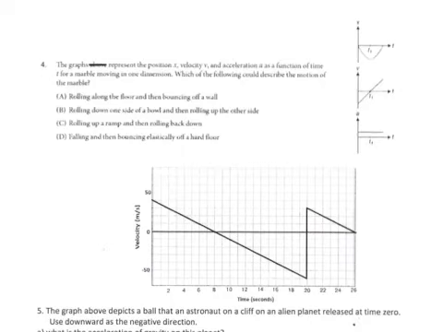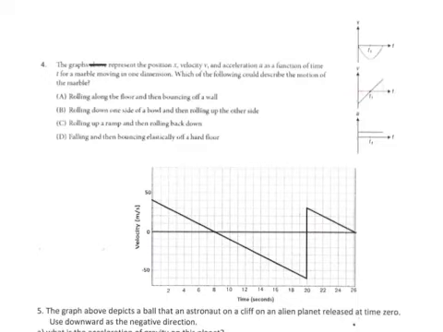How about rolling down one side of a bowl and back up the other? Well, if it rolled down one side of a bowl and back up the other, where would it have reached its maximum velocity? Its maximum speed would have been at the bottom of the bowl. So halfway through the trip, instead of having a velocity equal to 0, which is what this line represents, we'd be at our maximum. So that one doesn't make sense.